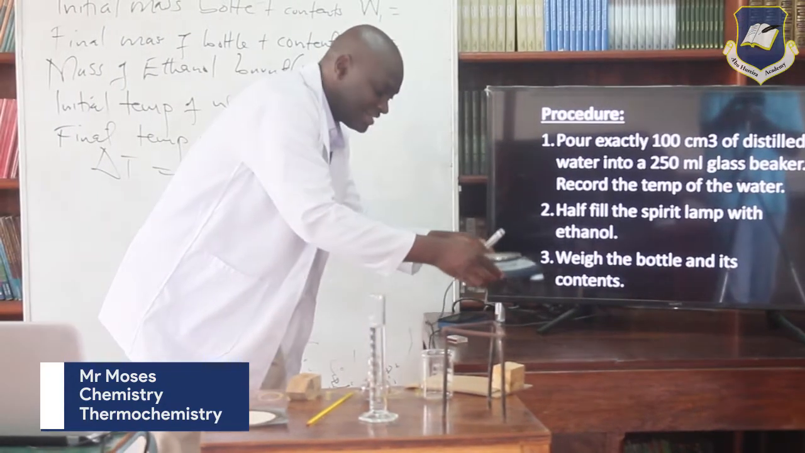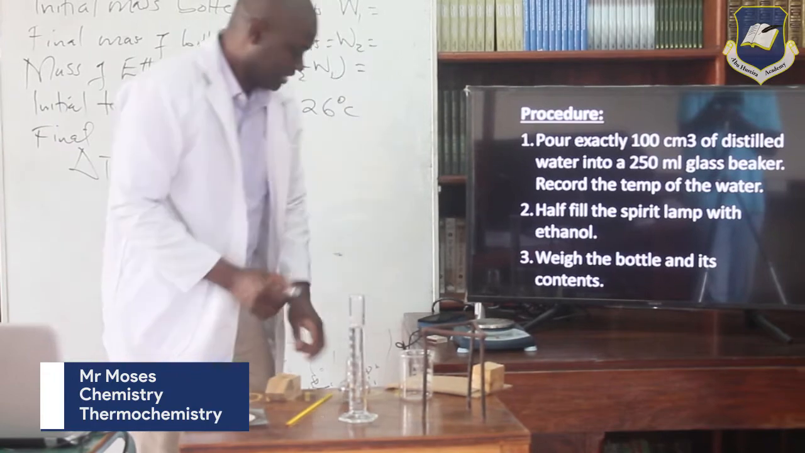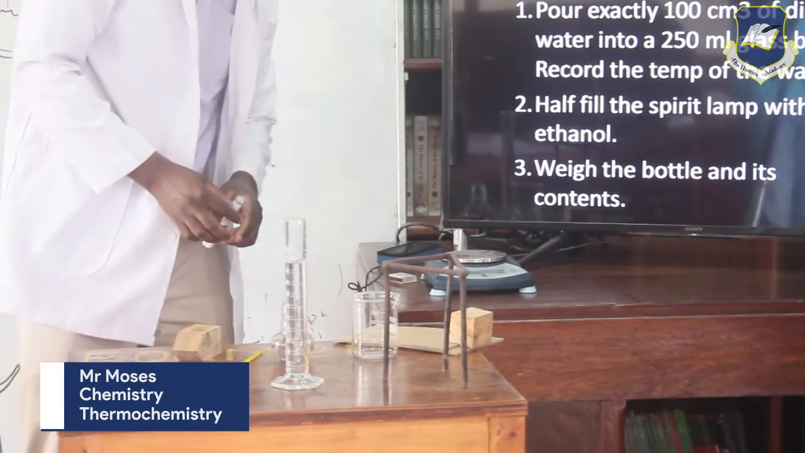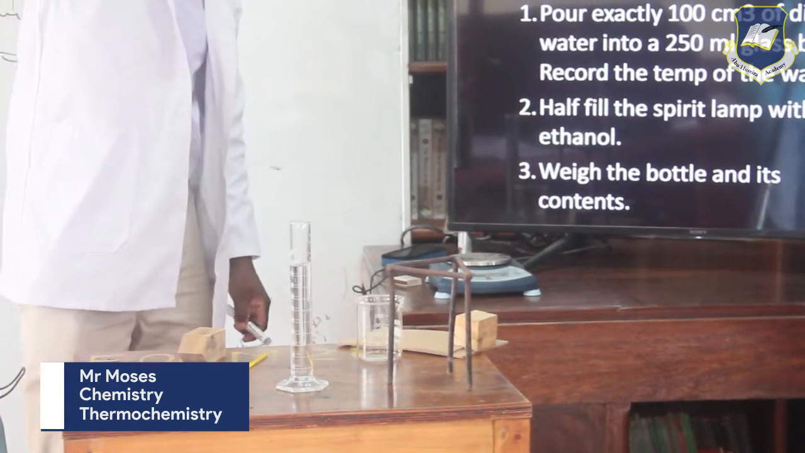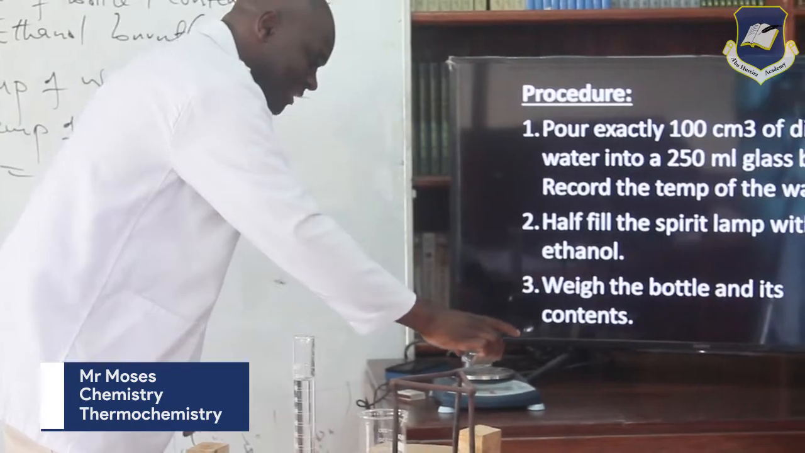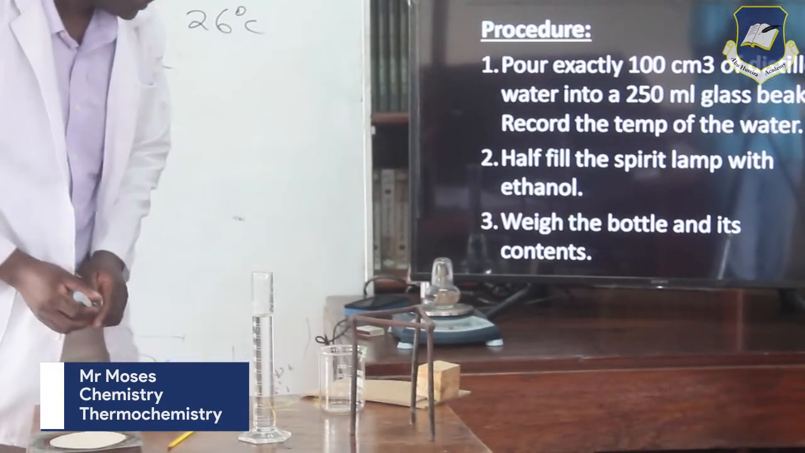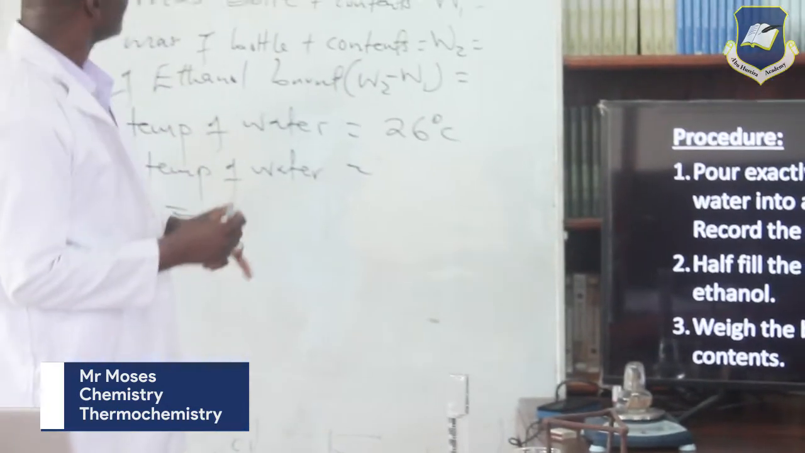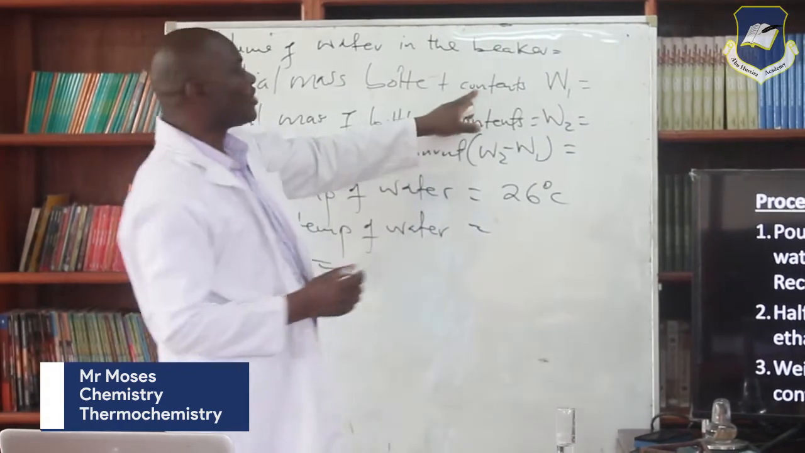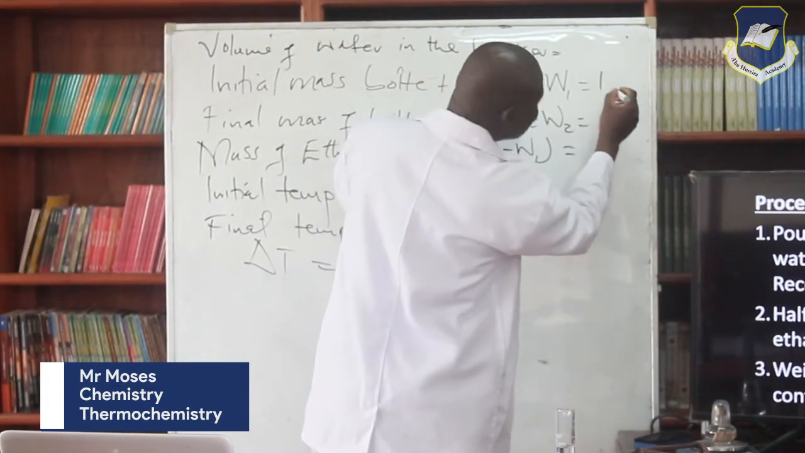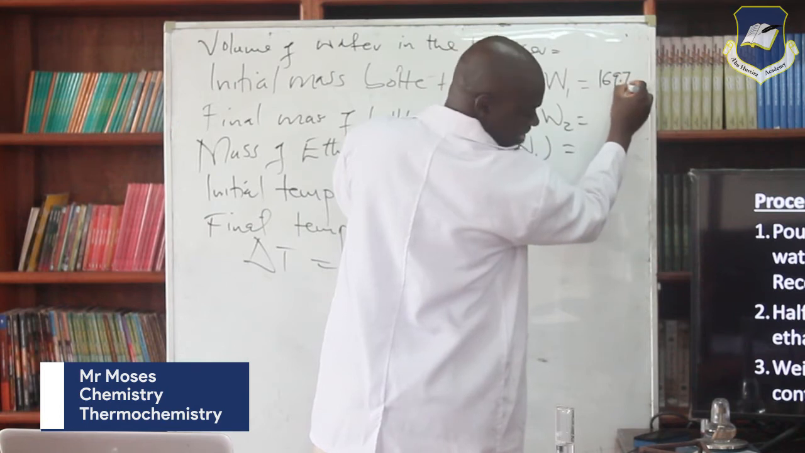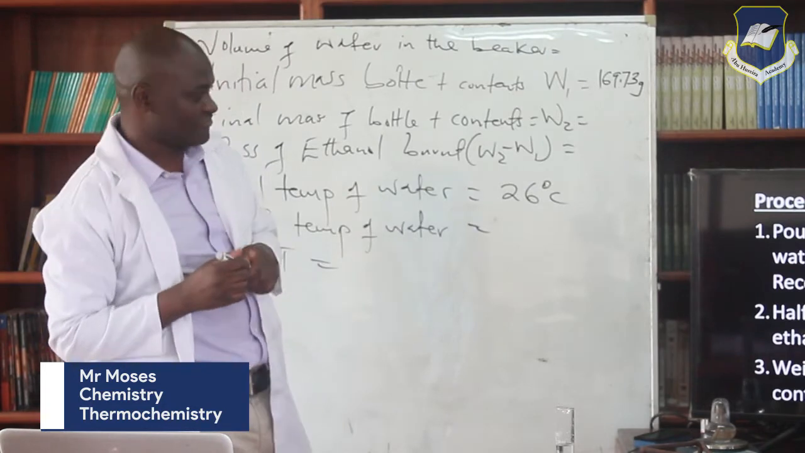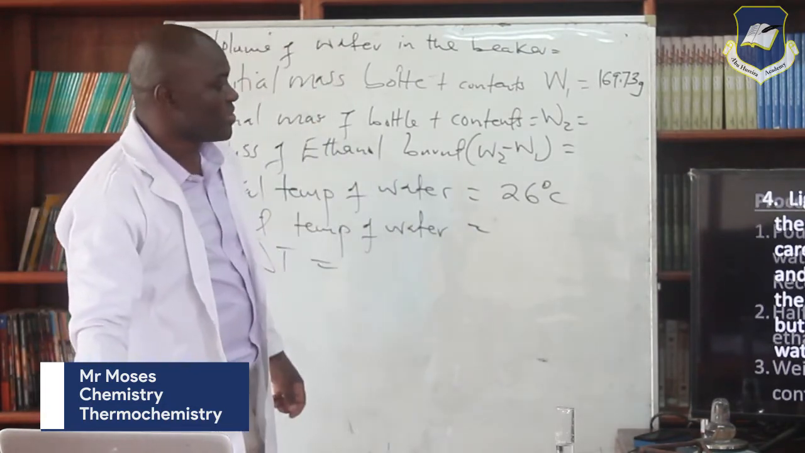I have my electronic balance here, and I'm going to put it on and then zero it. For that, I will take my spirit lamp, half filled with ethanol, then weigh it. From here it is 169.73. So the initial mass of the bottle plus its contents is 169.73 grams. Then we move to step 4.